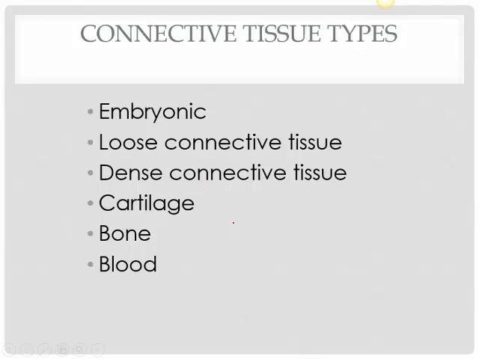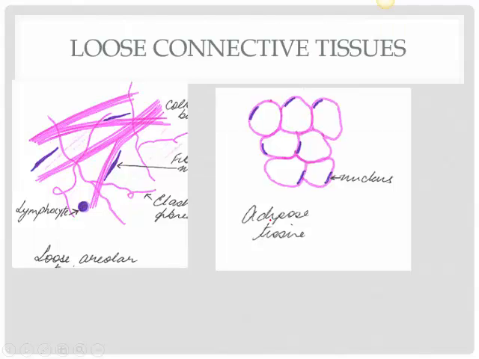And then we also include cartilage, bone, and blood in connective tissue. So they are separate. They don't come under loose or dense connective tissue. They just have their own separate nomenclature here. So let's first look at loose connective tissue. As the name suggests, loose, everything is very loose. So you have a lot of spaces in between.